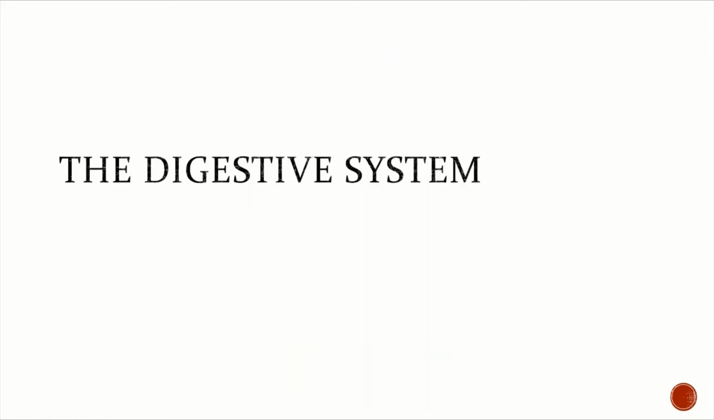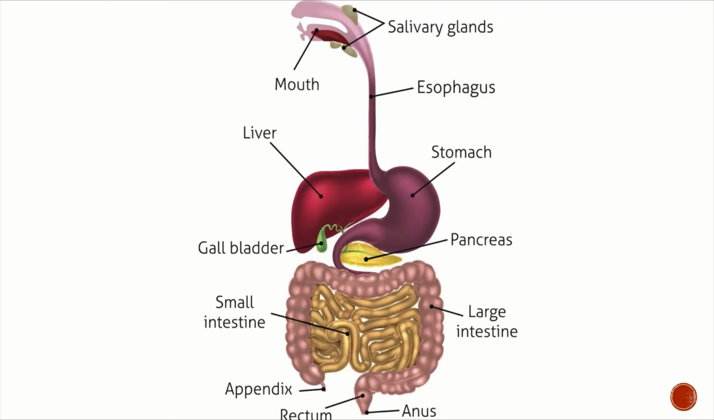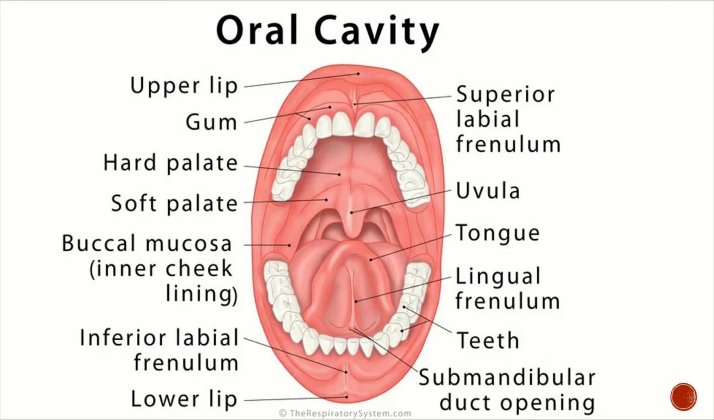Then we have the digestive system, where we process our meals, and it basically starts in the oral cavity. We have lips, gums, teeth, hard palate, soft palate, uvula, and tongue.